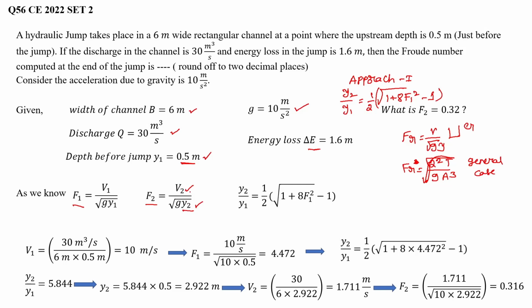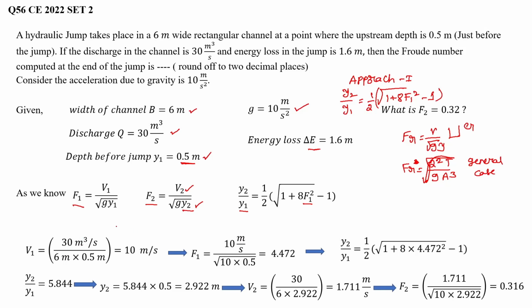To arrive at these particular quantities, we will use this relation: y2 divided by y1 equals 1 by 2 times the square root of 1 plus 8 F1 square, minus 1. So we will use this relation and calculate. In this relation, what all do we know? We know y1, which is given as 0.5 meter, and F1 square can be calculated by using this particular formula. So the only unknown is y2. That is a straightforward answer.